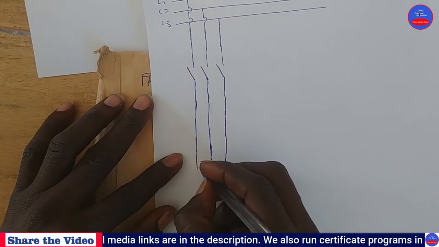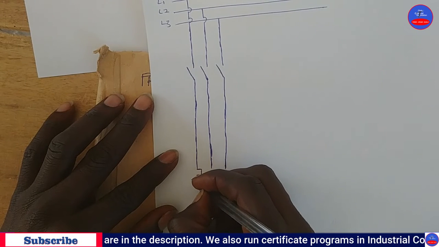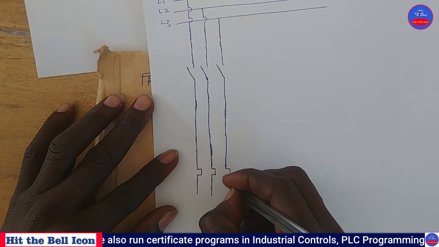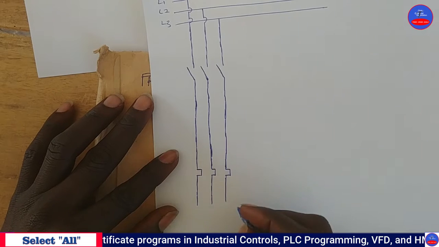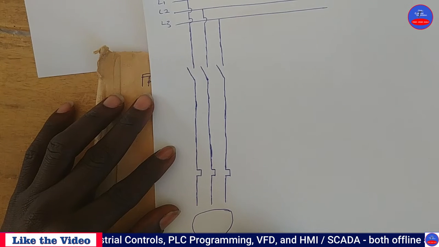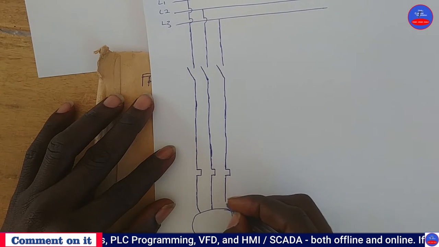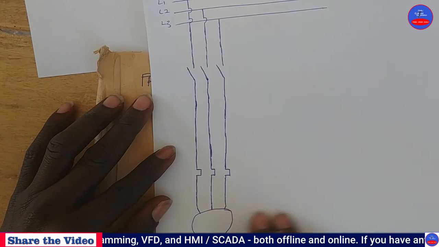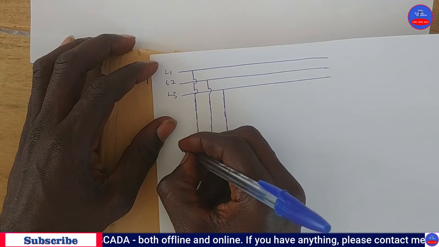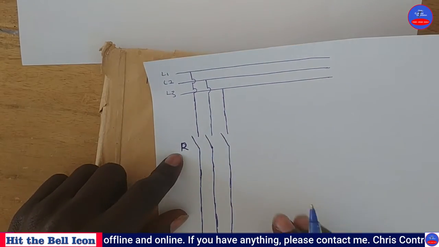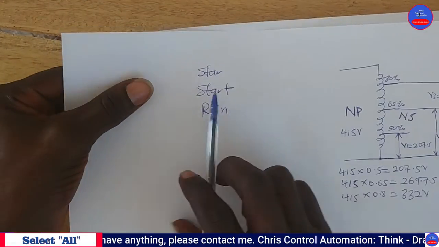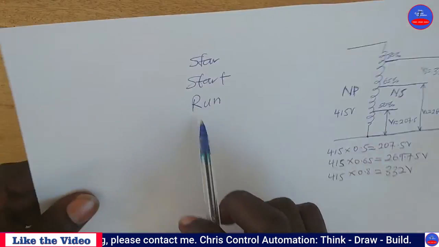You see that? This is our overload. Then this is our 3-phase motor. This is our 3-phase motor, this is our overload. So this is our run contactor. Let's make it R, run contactor. And now it is left with our start contactor.